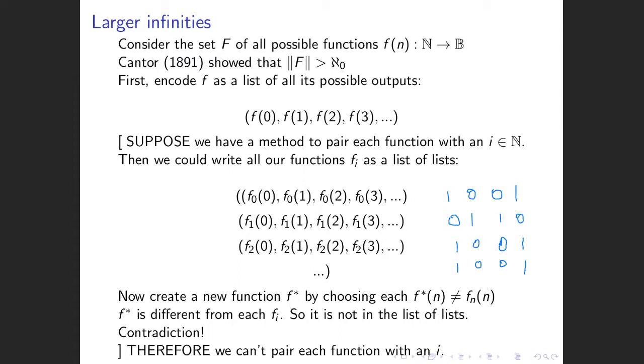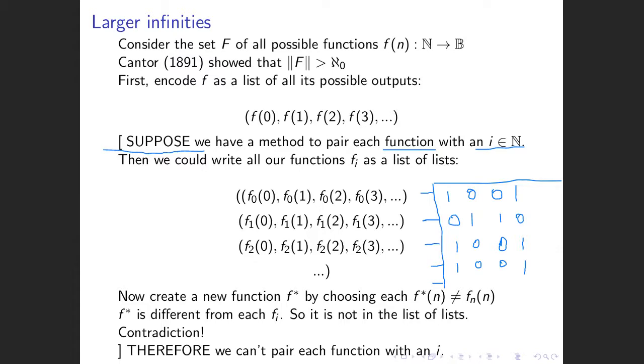So what we're going to do is create a new function that wasn't in the original list. Our supposition was that we have a method that pairs every possible function with a natural number. Because of that supposition, every possible function exists as a row somewhere in the list. And now we're going to show that there is in fact another function that we have missed. Whatever functions you put in the list, we're going to use them to create a new one that wasn't in the list.